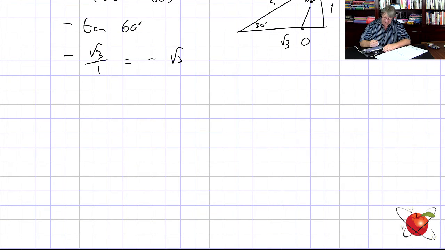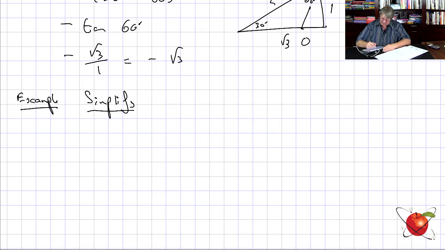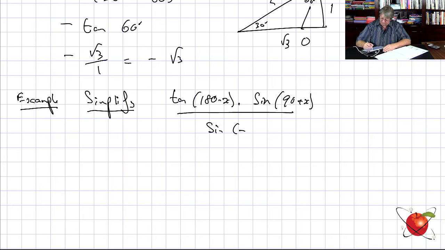Let's have a look at the simplification in this example. Simplify: tan of 180 minus x, times sine of 90 plus x, divided by sine of minus x. Can you see they've now put x's in instead of thetas. So what do we do? Tan of 180 minus x, where are we? 180 minus is in that quadrant, isn't it? 90 plus x is a cofunction. I know that one straight away. It must be cos x.